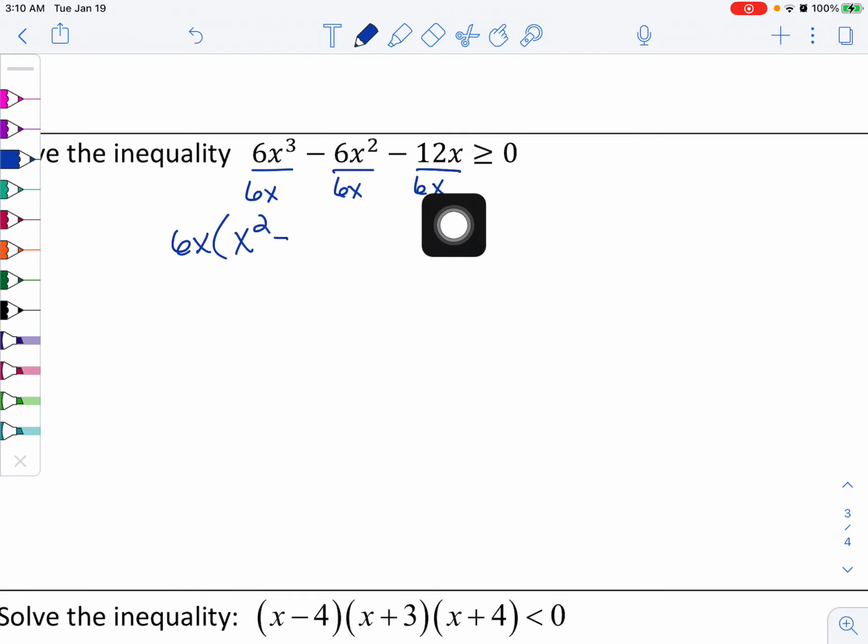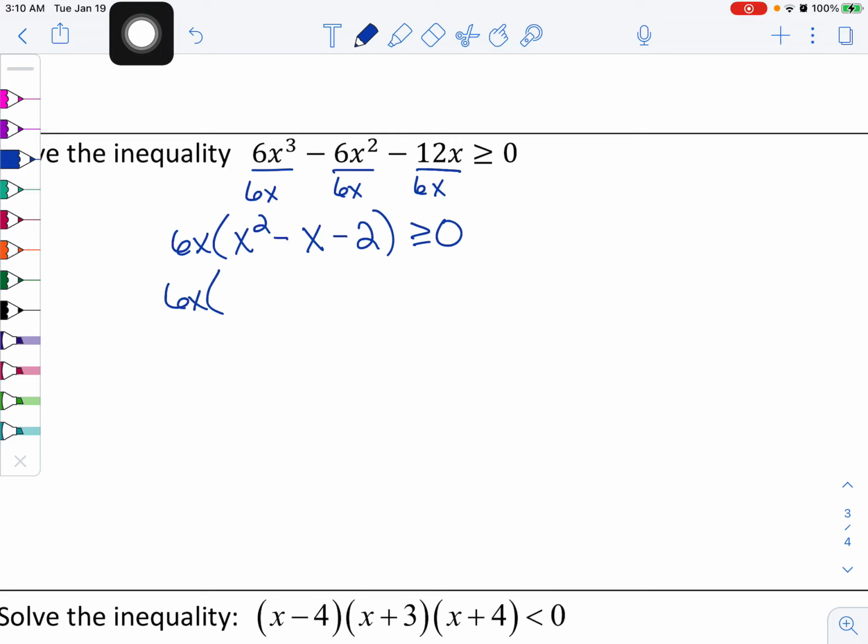okay, not divide it. You'll notice I did not divide the 0 by 6x. Be careful with that. The reason is, if you divide it out, you would lose one of your critical values, one of your zeros, and that would cause all kinds of problems with your graph, so don't do it. So 6x, I'm going to factor this trinomial.